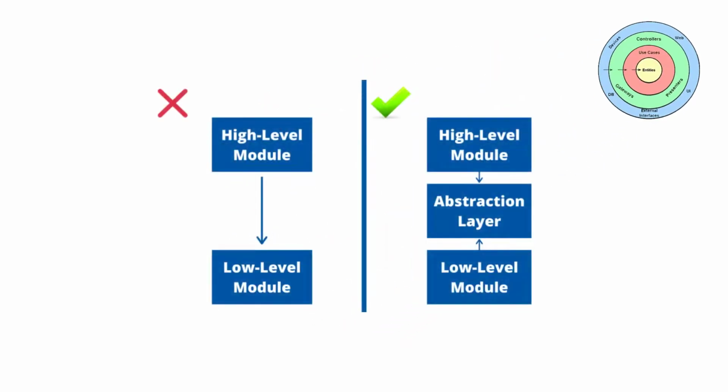The dependency inversion principle states that high-level modules should not depend on low-level modules; both should depend on abstractions. Abstractions should not depend on details. Details should depend upon abstractions.